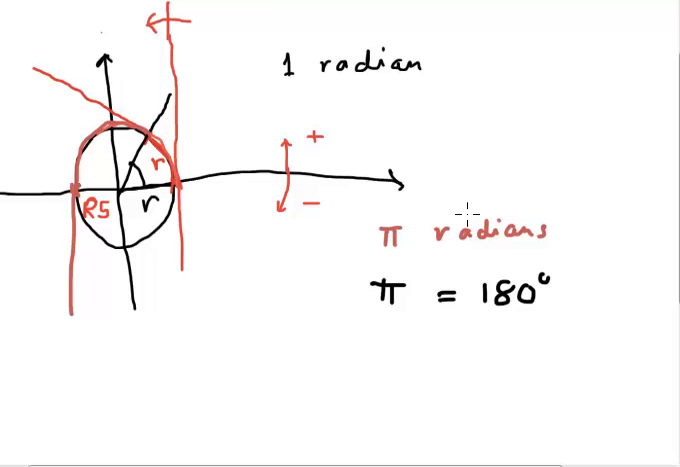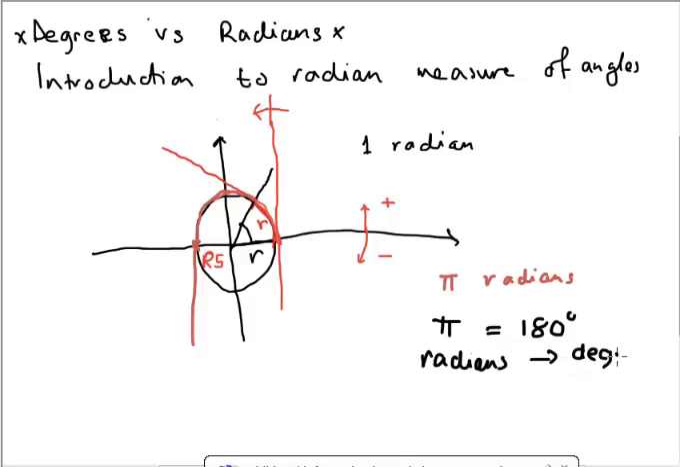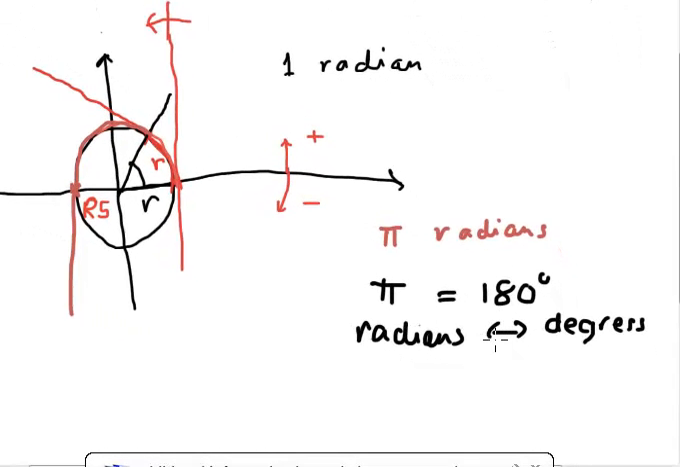What I'm hoping now is that everybody is clear in your head what a radian is and how to get pi radians. So now let's look at this. This is going to help us a lot. Now, I need to be able to convert angles from radians to degrees and vice versa.